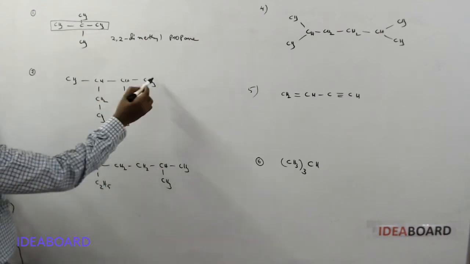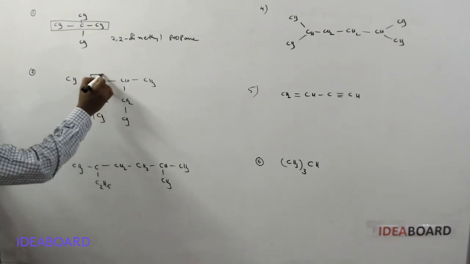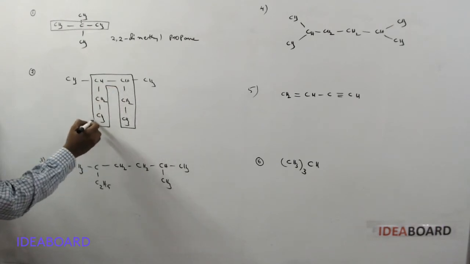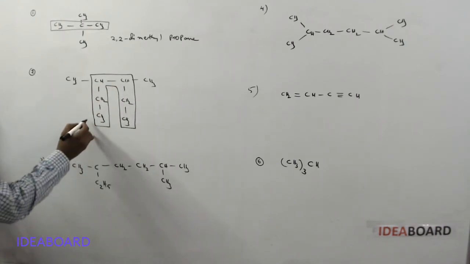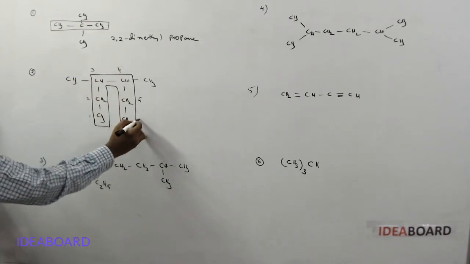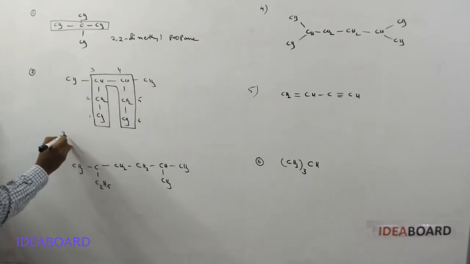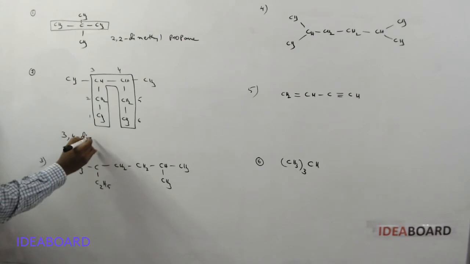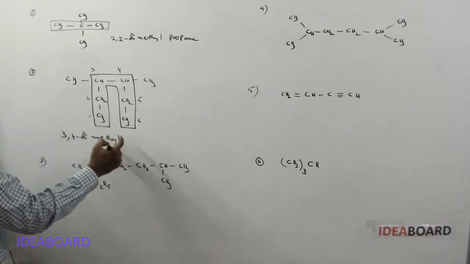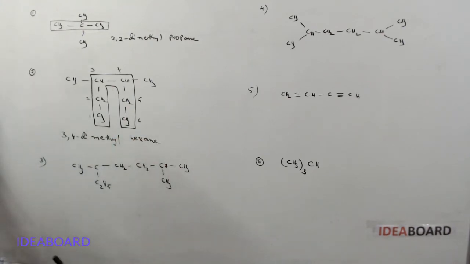Here what is the parent chain? Can we take this one as the parent chain? No. Here this is the parent chain. This is the longest possible carbon chain, and this is the parent chain. 1, 2, 3, 4, 5, 6. So at the third and fourth positions we have 2 methyl groups. So 3,4-dimethyl, and next 6 carbons, so it is hexane. Okay.